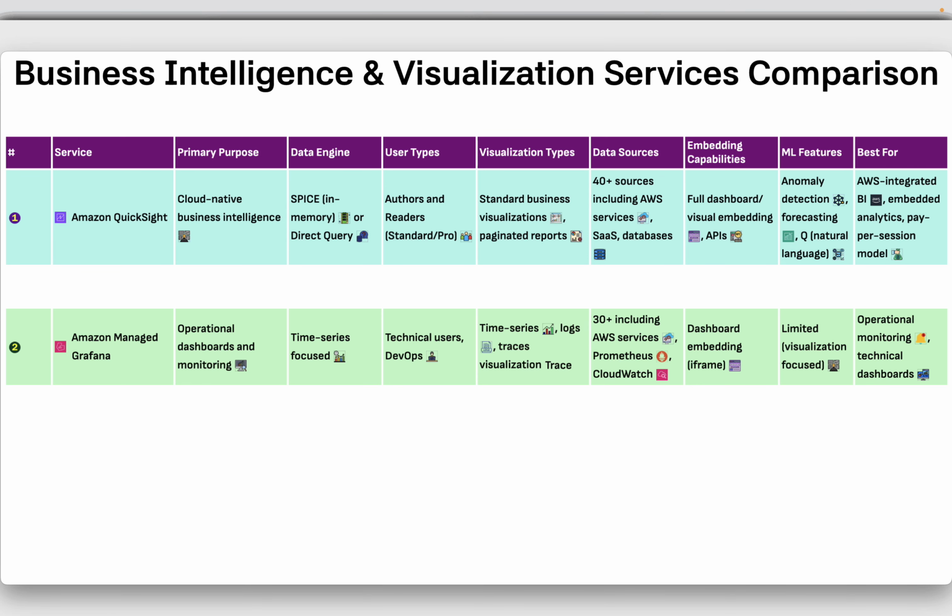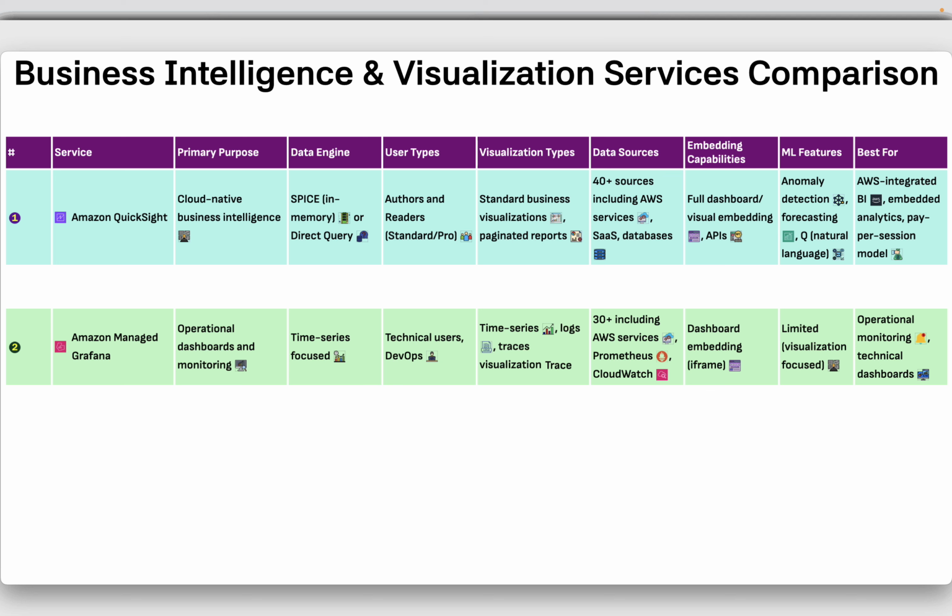Next, Amazon Managed Grafana. So QuickSight is the oldest. This Managed Grafana is quite recent. So primary purpose: operational dashboards and monitoring. Data engine: time series focused. User types: the audience is technical users or the DevOps teams. Visualization types: you can have time series, you can have logs visualization, you can have traces and trace visualization.